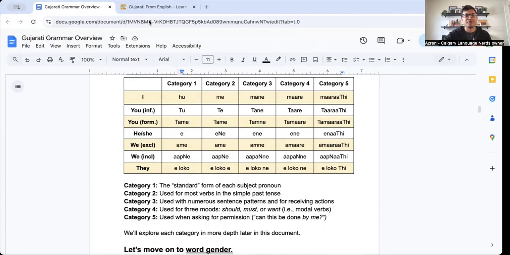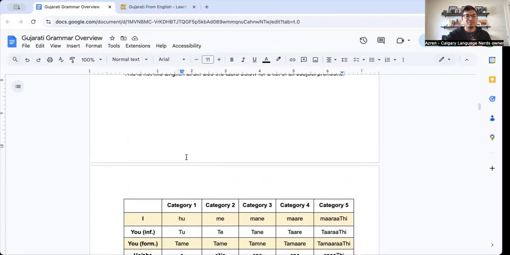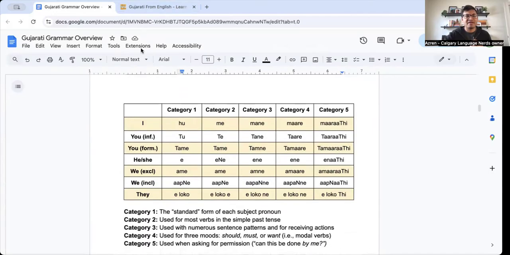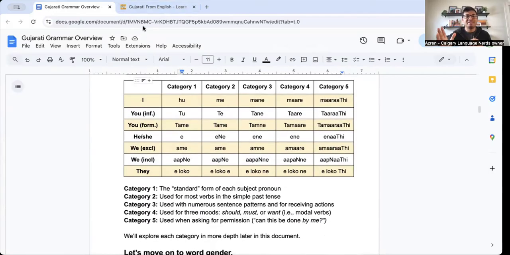Now, how do these categories work? I've used simple language here. These are not the technical grammar terms for these categories. There are technical grammar terms, but we're just keeping it simple today. So category 1 is like the standard form of each subject pronoun. These are what we saw already up here. If we scroll down here, we have category 2. Roughly speaking, we use these for most verbs in the simple past tense, which I'll explore in more depth later today.